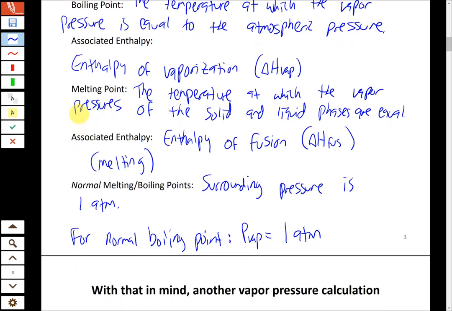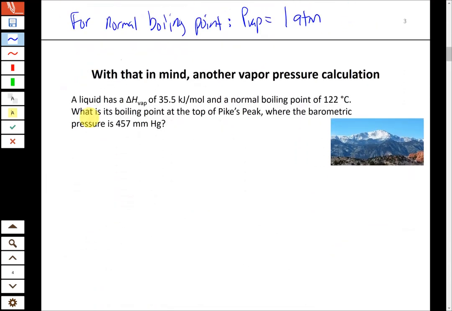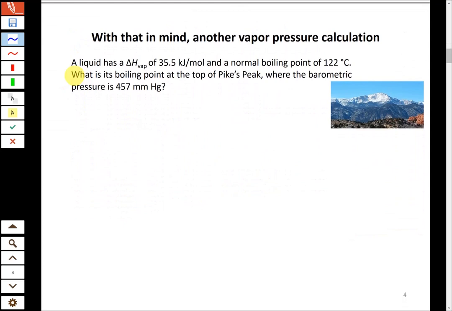So then let's use those concepts for a slightly different type of problem that involves the equation we introduced last time. It's going to end up being the same equation, the temperature dependence of vapor pressure, but now we're going to use also the definition of normal boiling point as part of that. So let's say we have a liquid that has a vaporization enthalpy of 35.5 kilojoules per mole and a normal boiling point of 122 degrees Celsius.